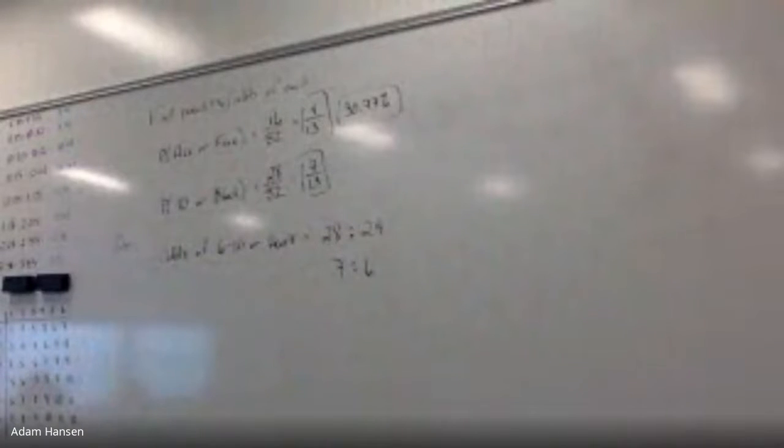For every 7 times you draw a 6 through 10 or heart, there will be 6 times that you don't. That's kind of what that means. For every 7 times you draw a card and get 6 through 10 or heart, there will be 6 cases where you don't.